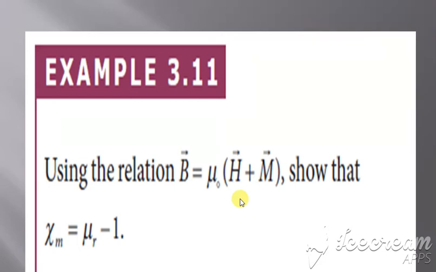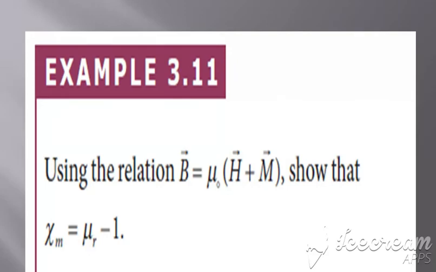Going to see example 3.11. This is a very important question. This can be asked even in 2 marks and 3 marks. Using the relation B is equal to mu naught into (H plus M), we have to show that xi m is equal to mu r minus 1.